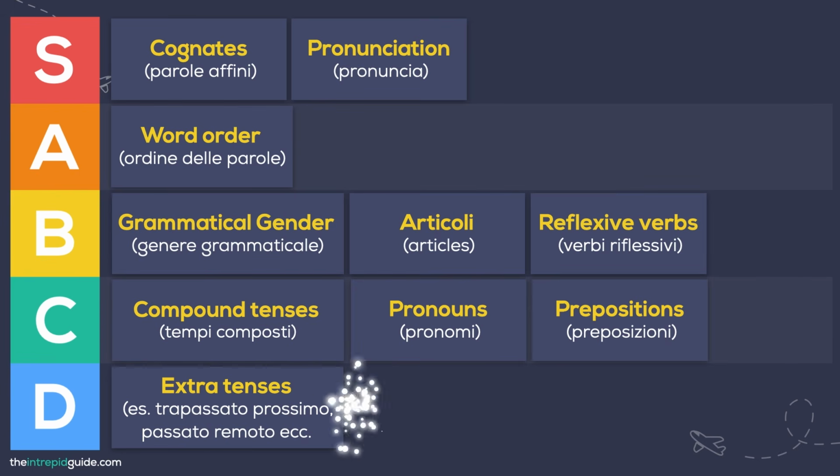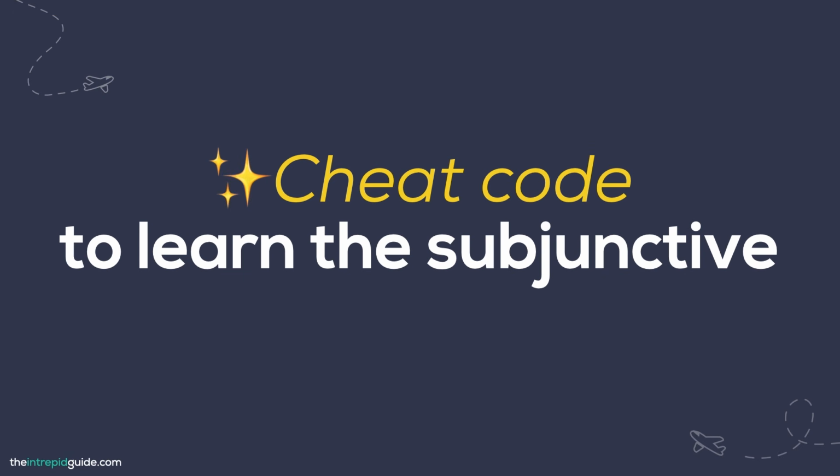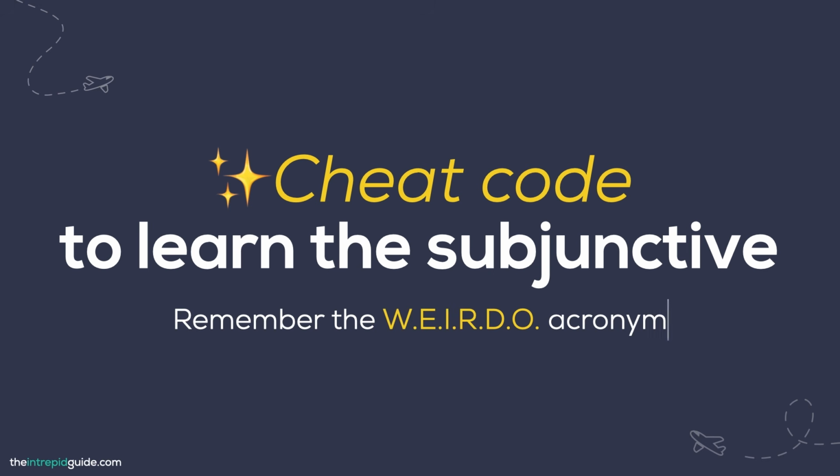So where does learning the Italian subjunctive rank? Well, it goes in the D tier for difficult. And here's my best cheat code for learning it. If the concept of the subjunctive feels weird, it's because it is. Use the weirdo cheat code to remember when to use it.